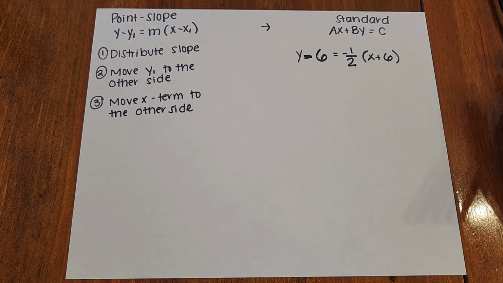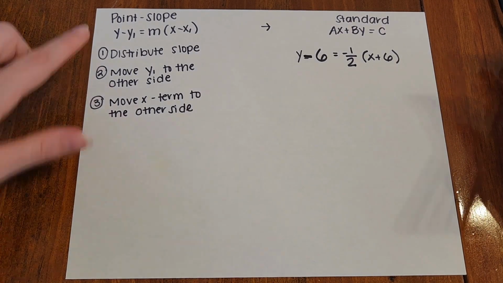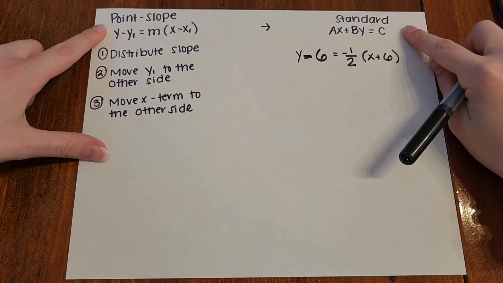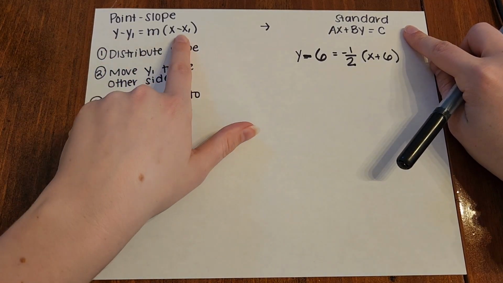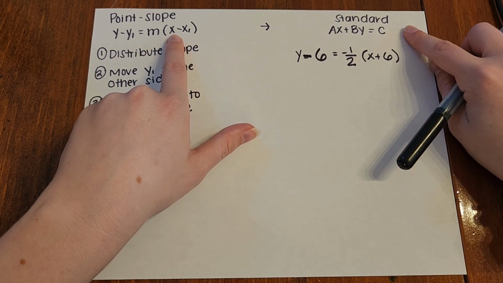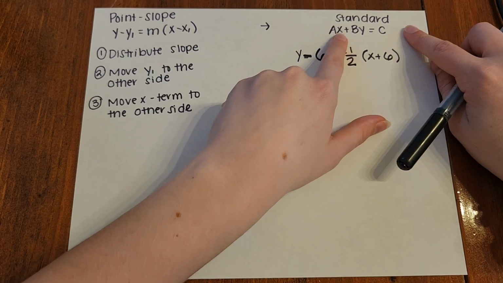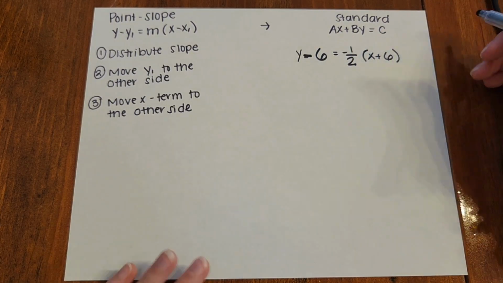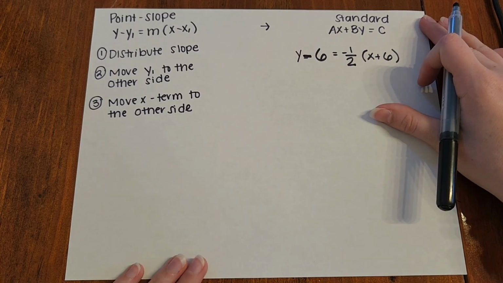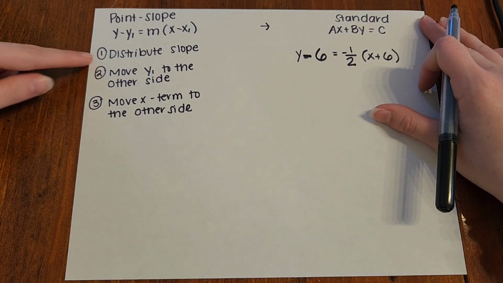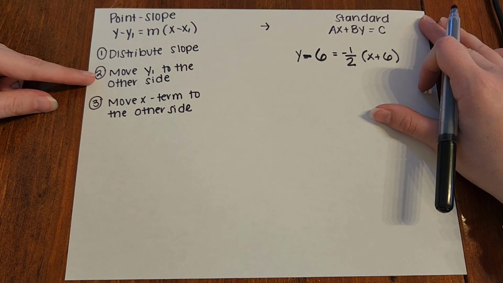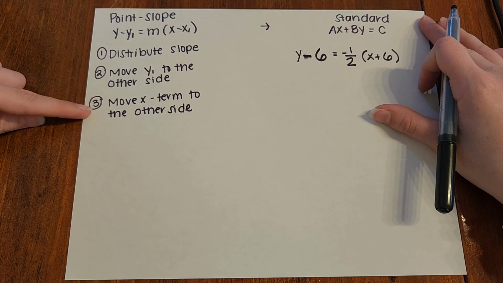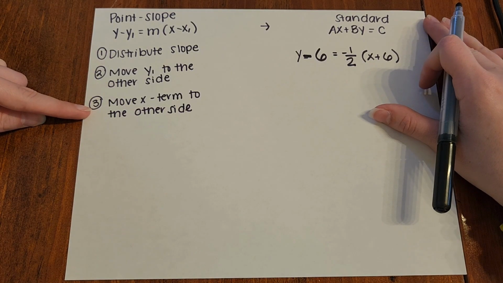In this video, we're going to be talking about moving an equation of a line from point-slope form to standard form. Point-slope form is usually written with one set of parentheses, and standard form is written when x and y are both on the same side of the equal sign. This can be done in 3 steps: distribute the slope, move the y1 number to the other side, and then move the x term to the other side.